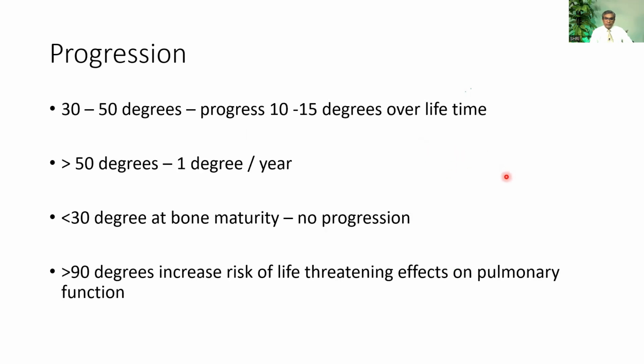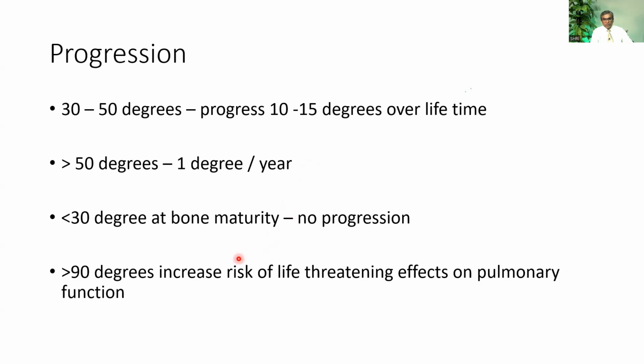At bone maturity, if the curve is between 30 to 50 degrees, the chance of progression is about 10%, and they progress about 10 to 15 degrees over a lifetime. If the curve is beyond 50 degrees, it is bound to progress even later in life, at least 1 degree per year. Let's say a child is at 50 degrees at 15 years. When he becomes 25, the curve will become 60.